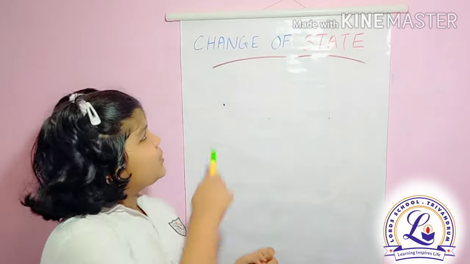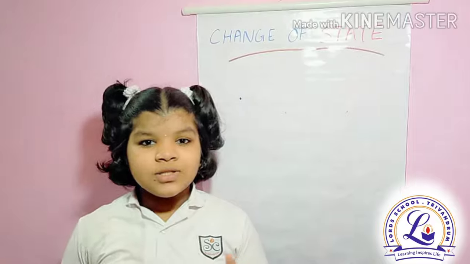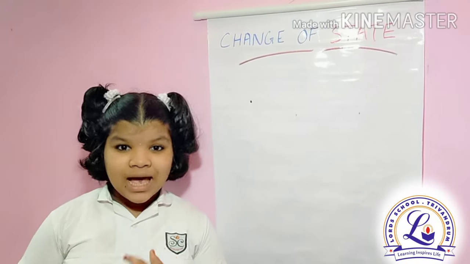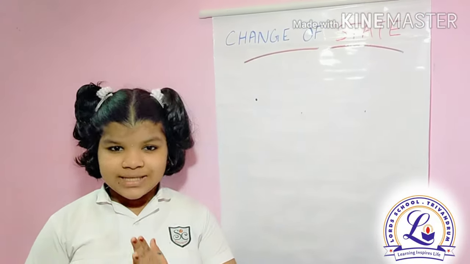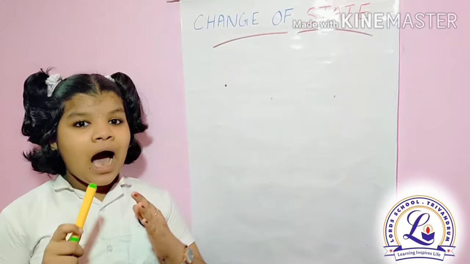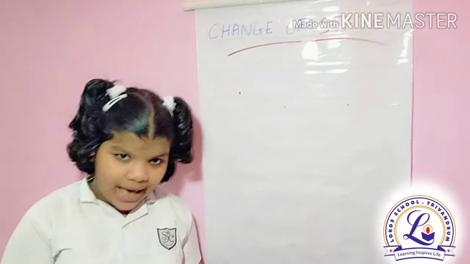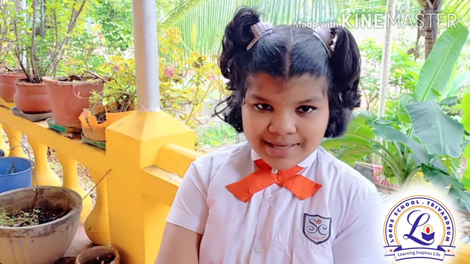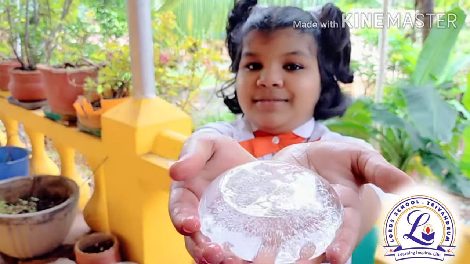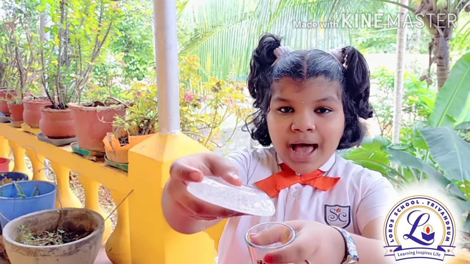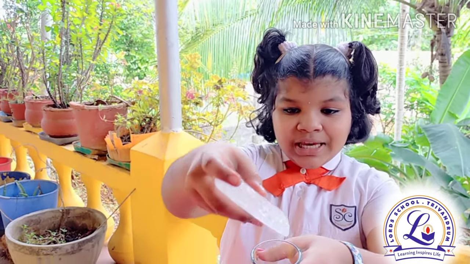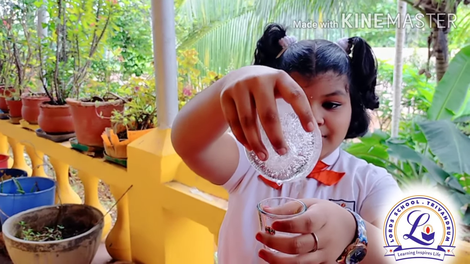Let us go through change of state. What is change of state? It explains how the state of matter changes accordingly. That means how solid changes to liquid and how liquid changes to gas and vice versa. What is the solid state of water? Yes, it is ice. Likewise, the liquid state of ice is water. See, when the ice is kept at normal temperature, it gets melted.